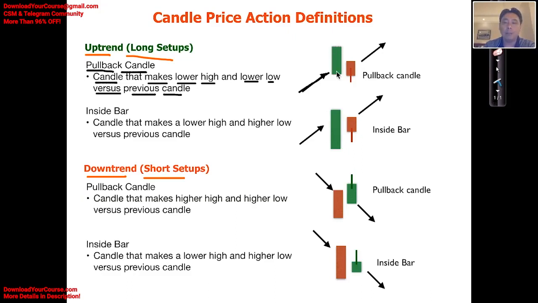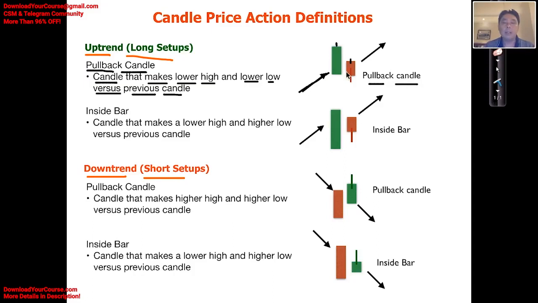And what happens after this bullish candle is we have a pullback candle. So this red candle is a pullback candle in relation to the previous candle. So why is it a pullback candle? Again, what's the definition? This candle makes lower highs. Can you see? So this high over here to this high, it makes a lower high and a lower low. So that's a pullback candle.